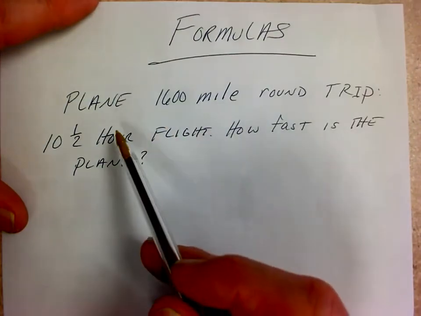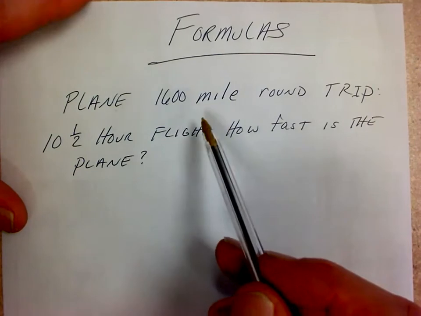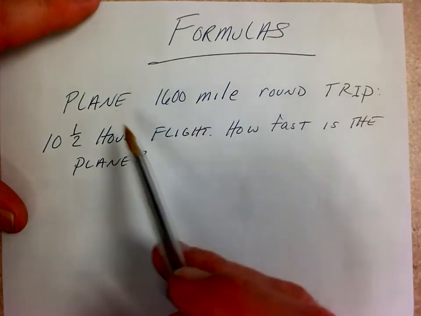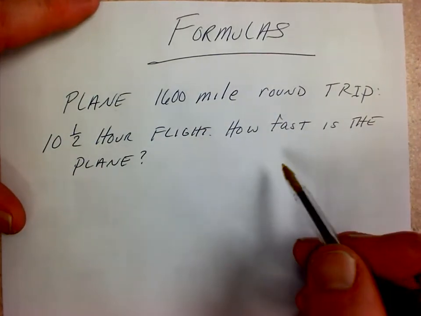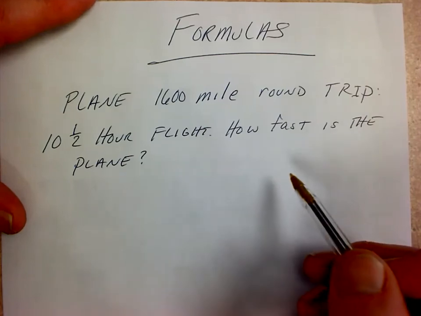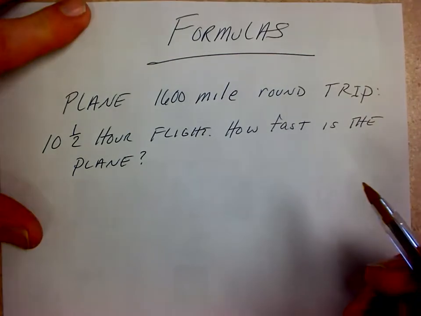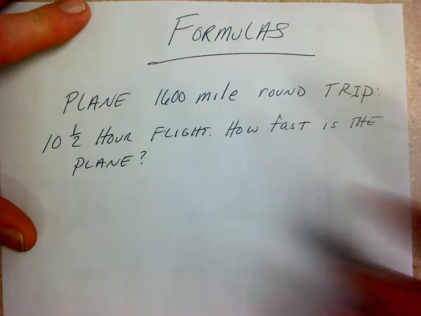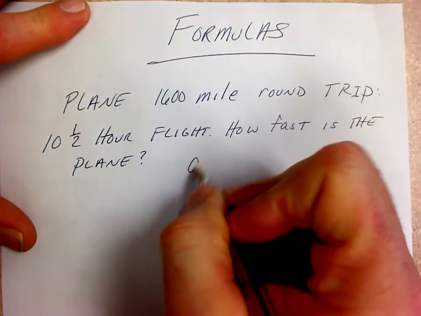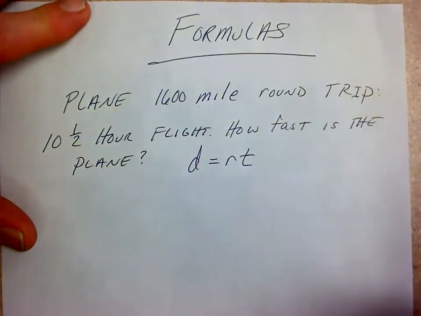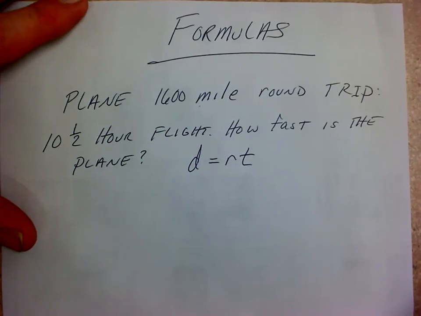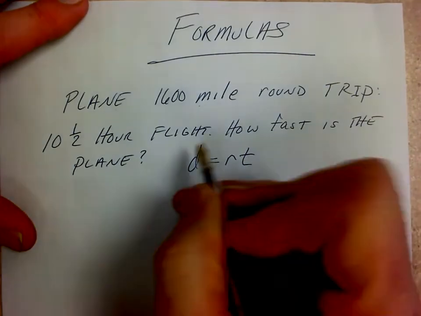So if we look at our first example here, we have an airplane that has a 1,600-mile round trip. It's a 10.5-hour flight. So the question is, how fast is this airplane? Again, right off the bat, we can see we've got a 1,600-mile trip. So this is our clue that we're going to be using our distance formula. Okay, and we went over this in class again.